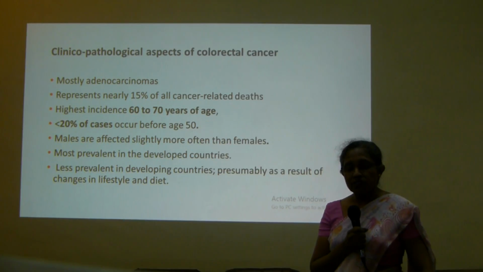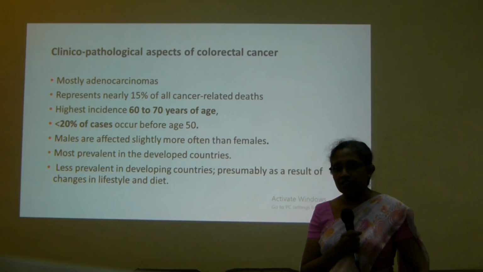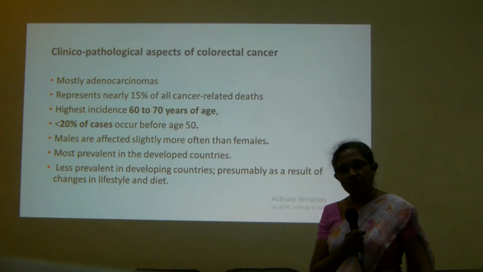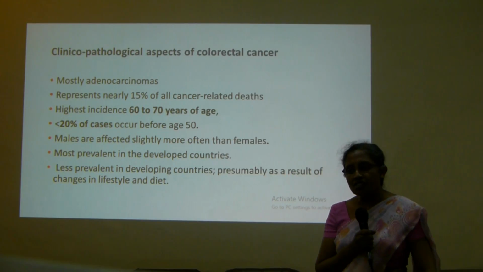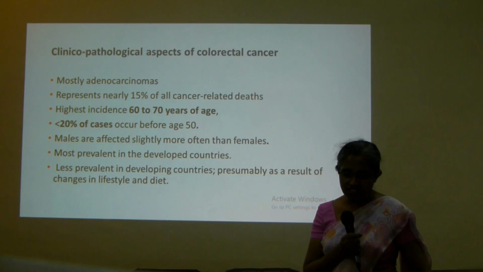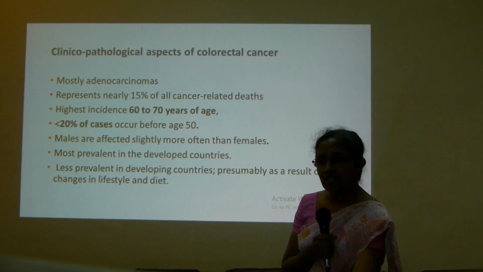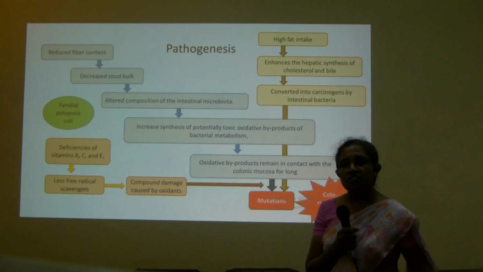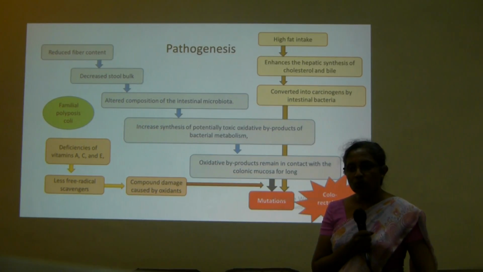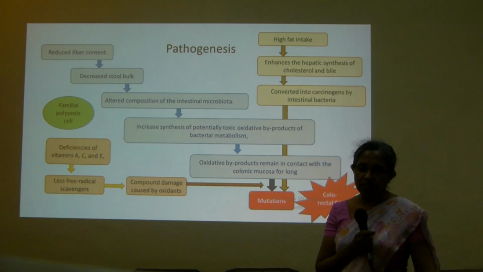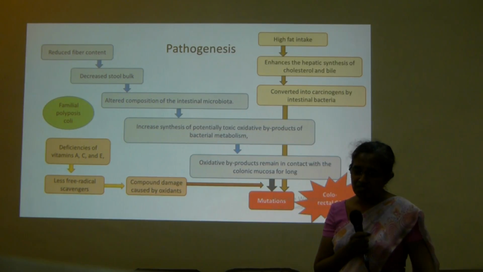And as I told earlier, it's more common in the Western countries. But the incidence is increasing in the Asian countries as well, probably because of the dietary habits that are changing towards the Western style. So how does one develop a colorectal carcinoma, the pathogenesis?